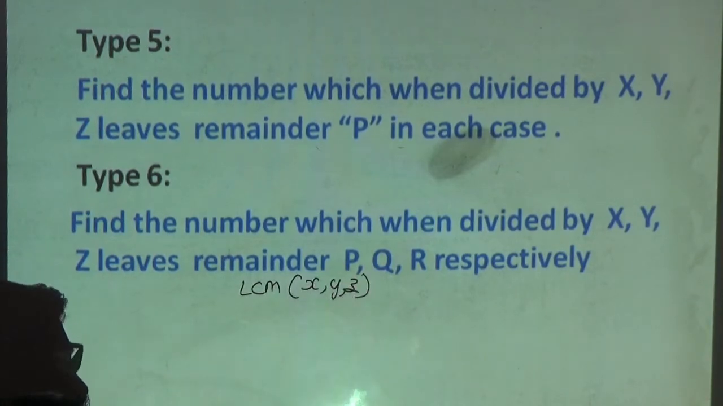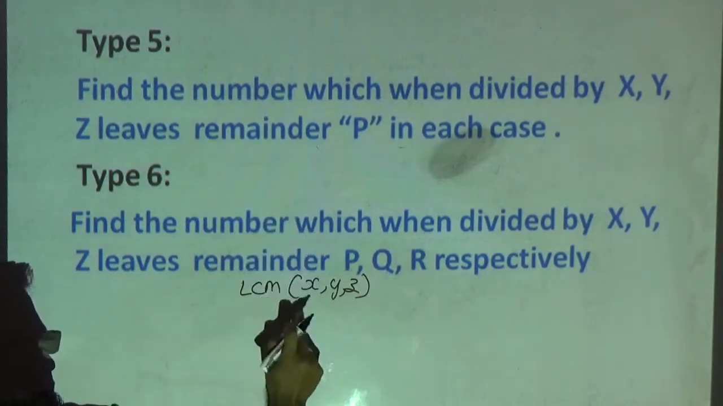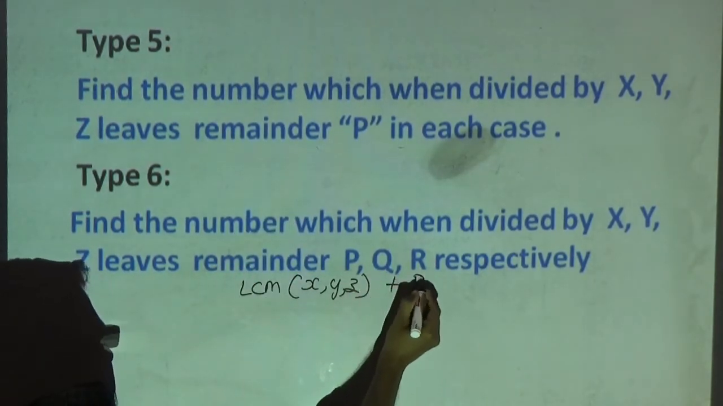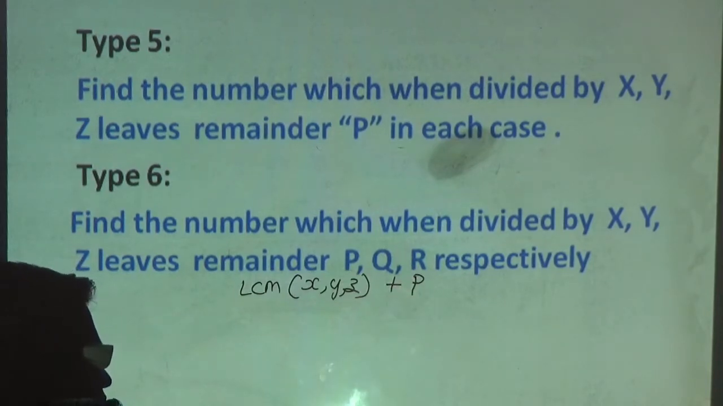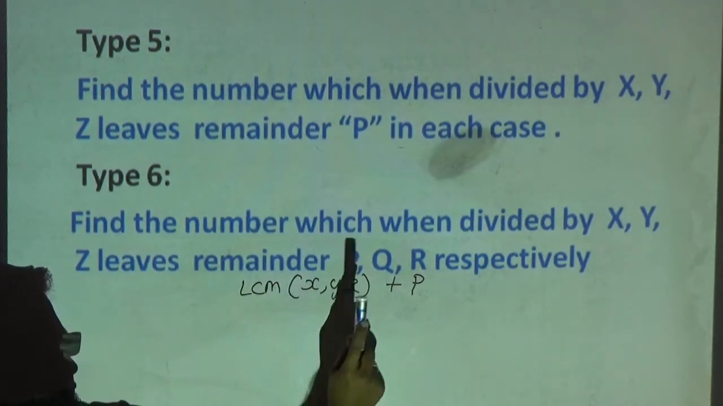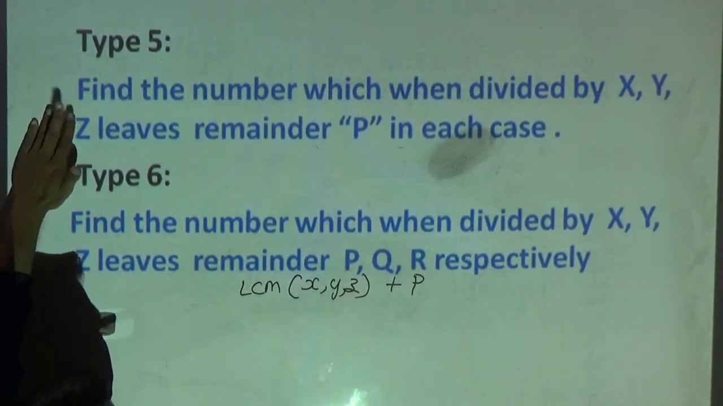But there is a remainder, right? In the previous case, type 4, there was no remainder, therefore directly LCM of x, y, z. But here there is a remainder p. Therefore, after finding the LCM, you have to add that remainder p to the LCM, and that will be your answer. If there is a single remainder p in each case, you have to find the LCM of all three and add p to it. This will be the solution for your type 5.